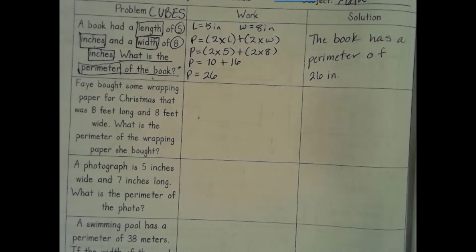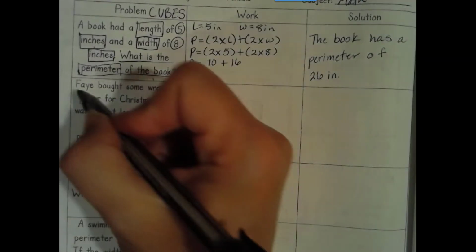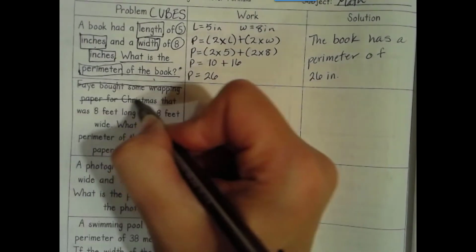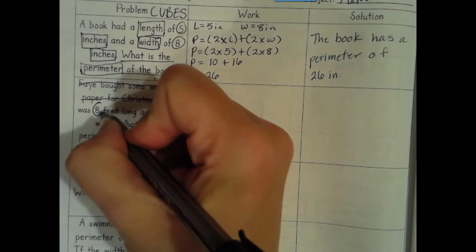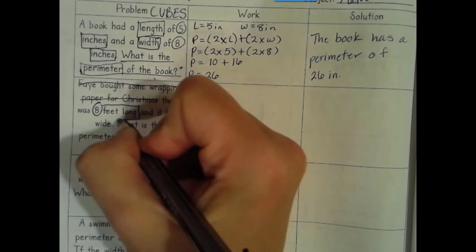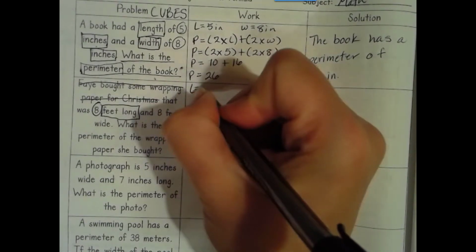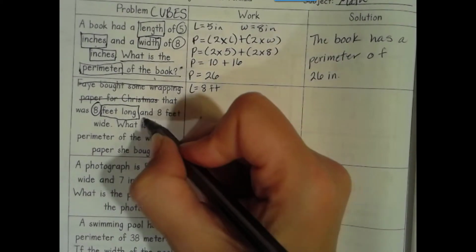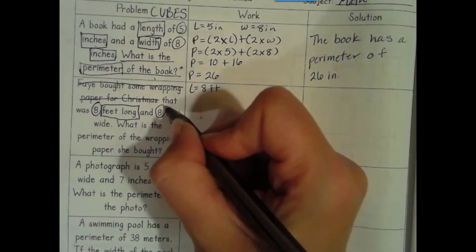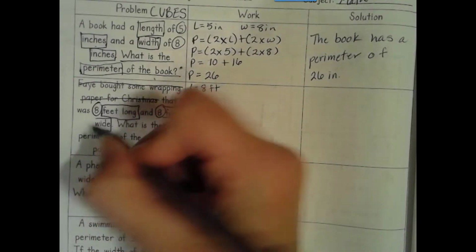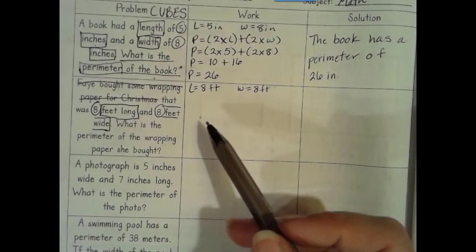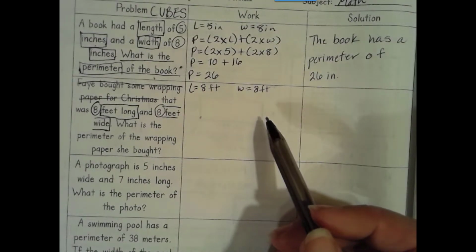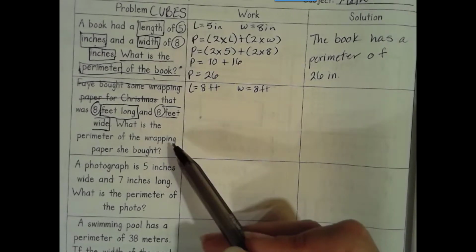Faye bought some wrapping paper for Christmas. You know what? That's extra information. We don't really need to know about what it is necessarily. That was 8 feet long, so our length is 8 feet. And 8 feet wide. Huh. Well, if it's 8 feet long and 8 feet wide, that's a square. That means all 4 sides are the same length.